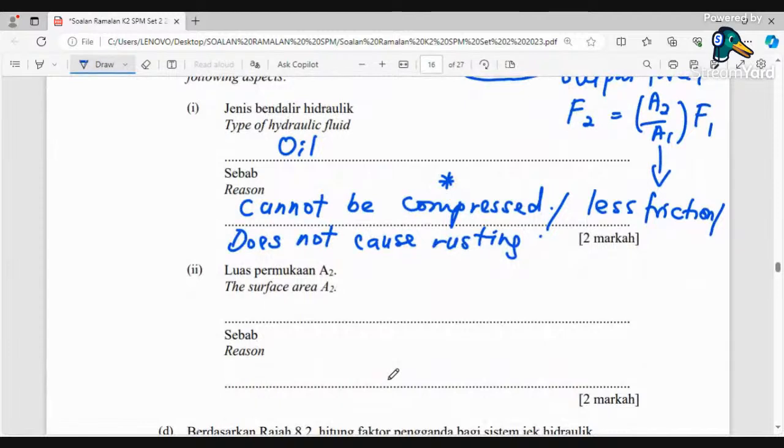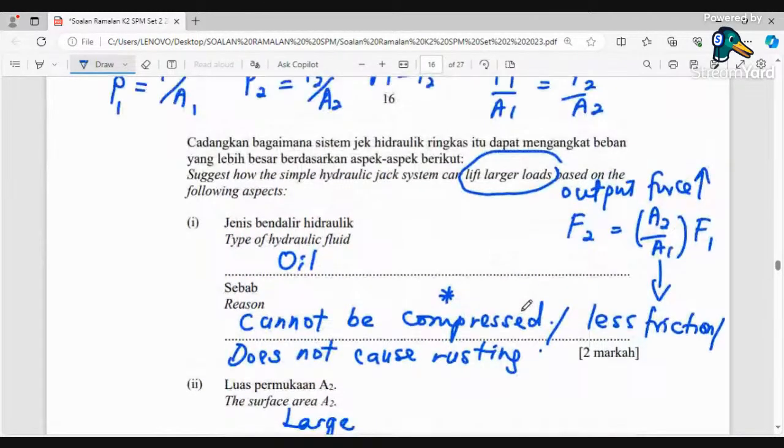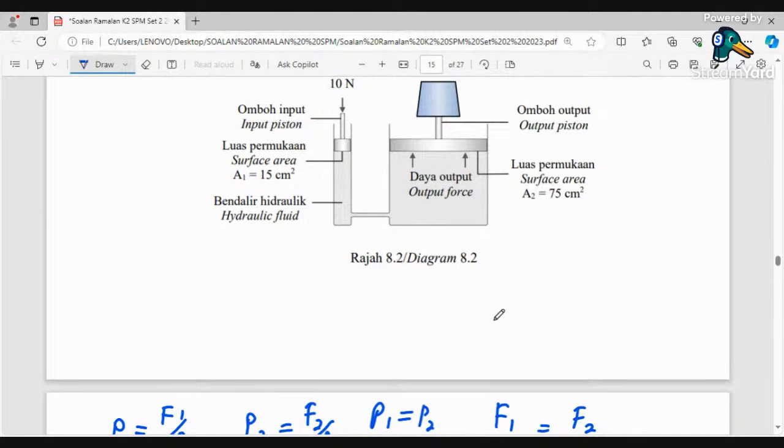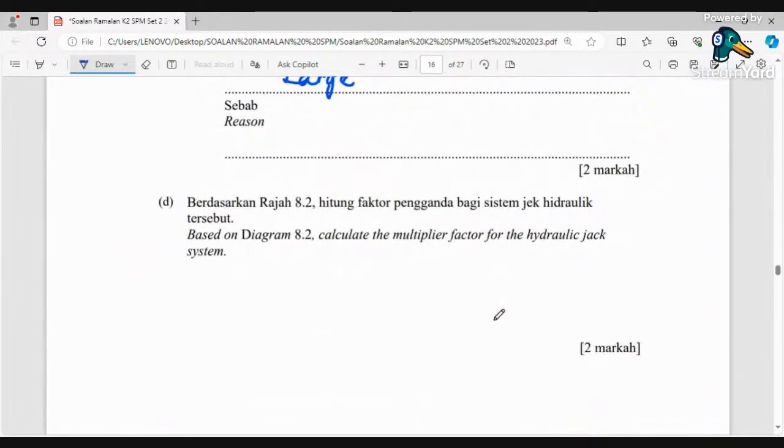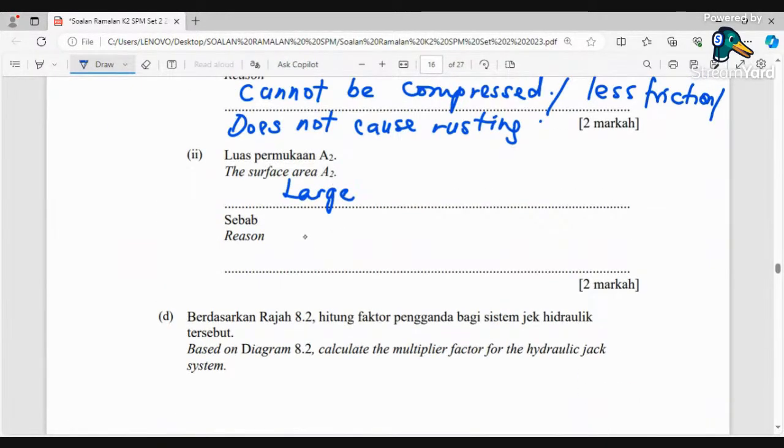Okay, surface area of A2 kita kena larger. Okay, large. Okay, apa reason? Atas tadi dia hanya berikan ialah to support heavier weight, heavier load. Jadi kita boleh tulis sini to increase output force.